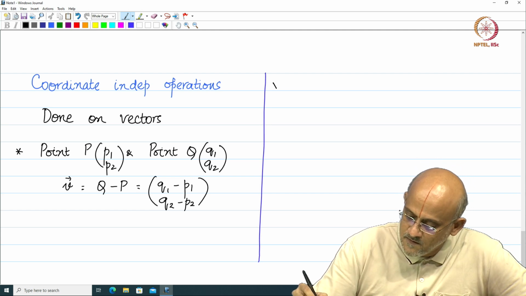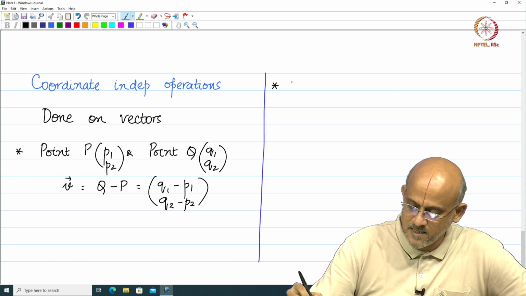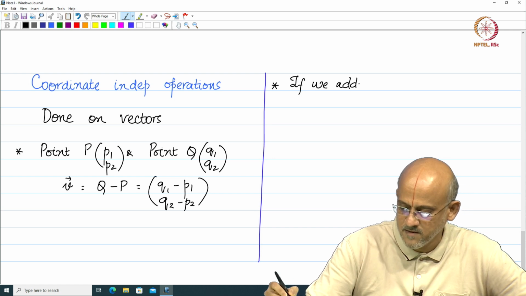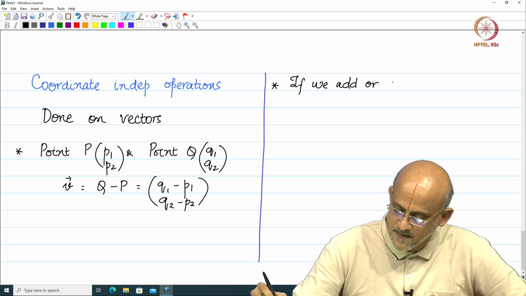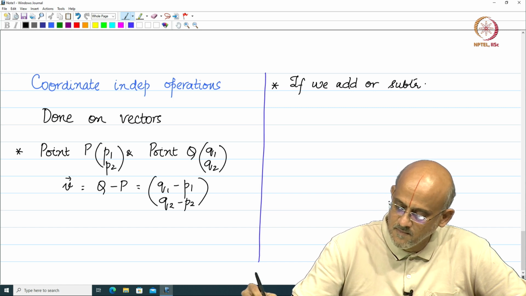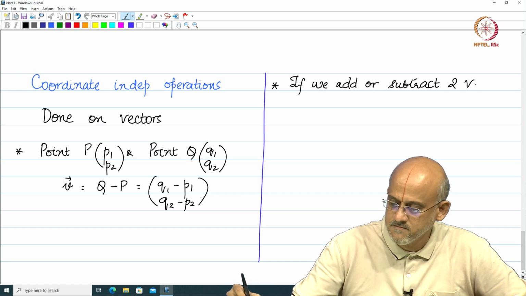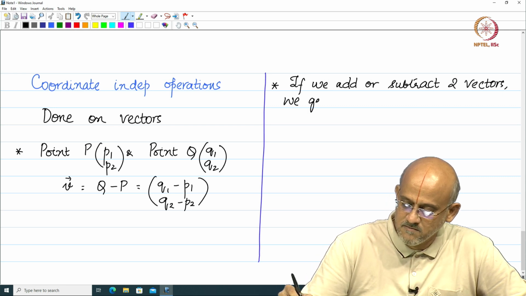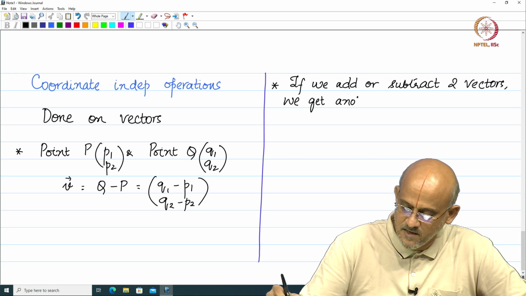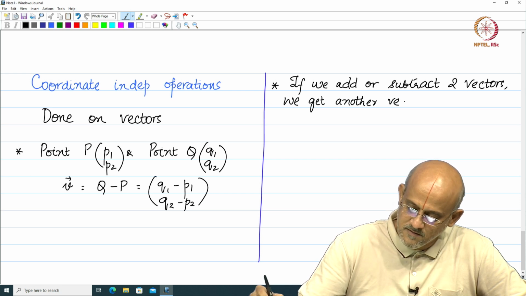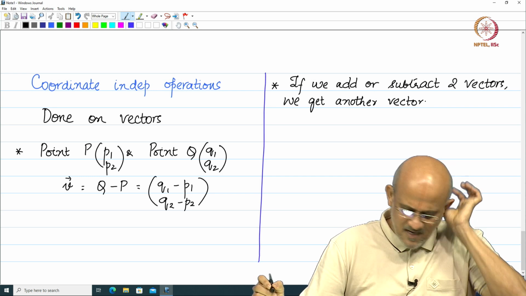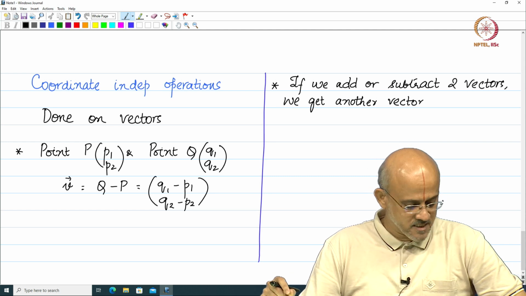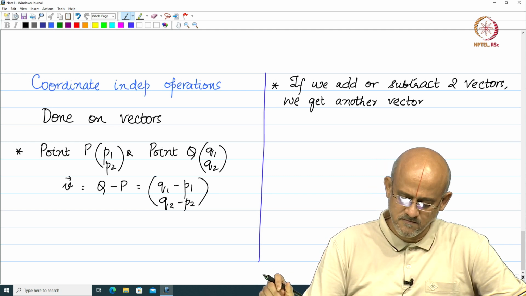The second thing is that if we add or subtract two vectors, we get another vector. That is the most interesting thing that we can look at. Let us take a simple example again in terms of graphics and see what it means, because this again has a very serious implication. We will look at it.